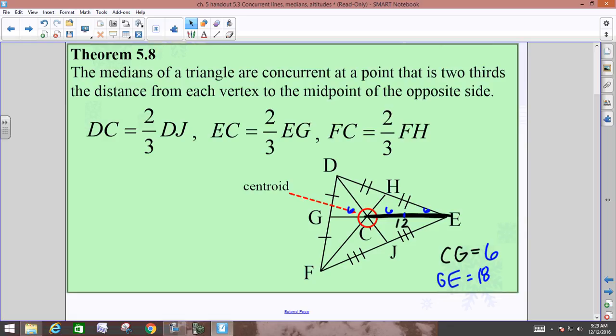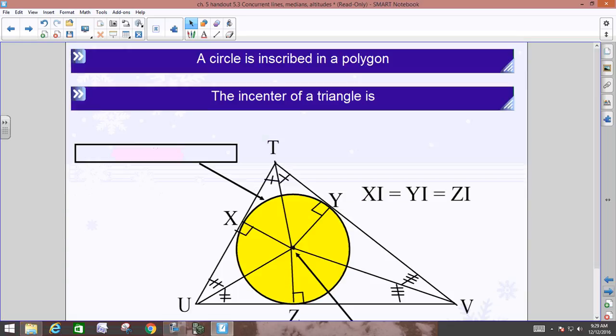Okay, one more little rule here, and then we can start applying these. So a circle is circumscribed about when the circle's on the outside of a polygon. If the circle's on the inside of a polygon, it's called an inscribed circle. So a circle is inscribed in a polygon if the sides of the polygon are tangent to the circle.